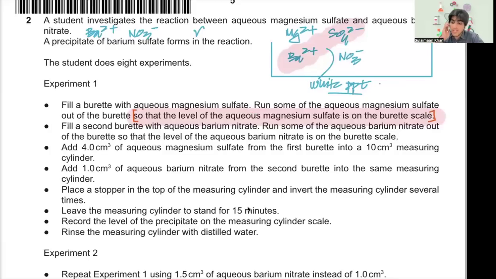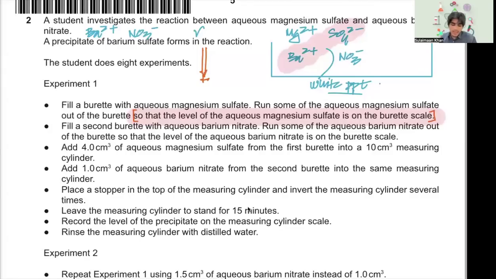In the recent papers, you can check it out. The examiner has asked this question multiple times. Why does he run some of the solution out of the burette? So that the solution level is on the burette scale, and also to fill the burette jet, to fill the jet right here, this jet.